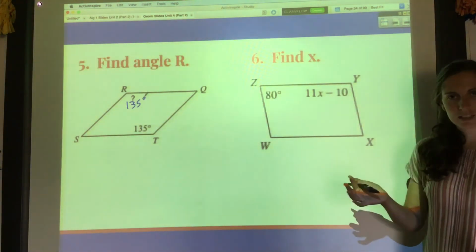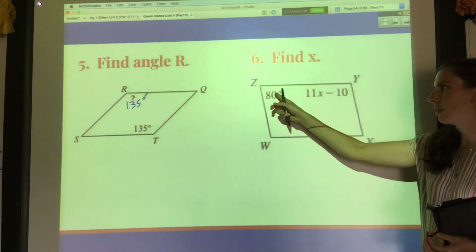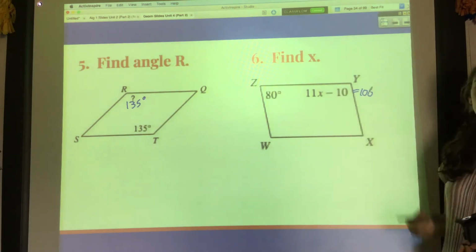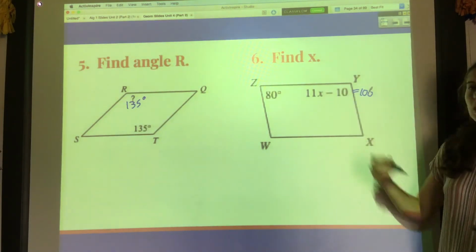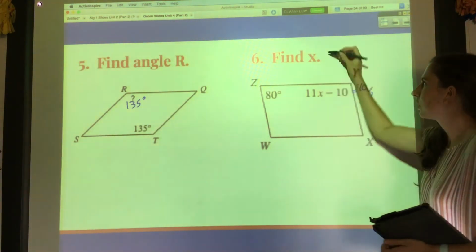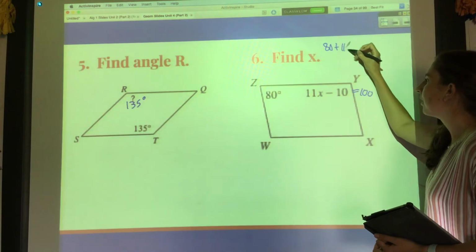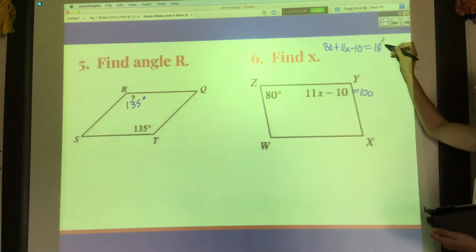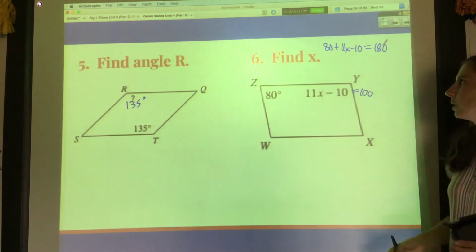So you could think about this a couple ways. Just do 180 minus 80 leaves you 100, which is what this would equal. And then you could solve for x that way. Or just add up these both. So do 80 plus 11x minus 10, just add them up, and they should equal 180. So you could solve it that way as well.